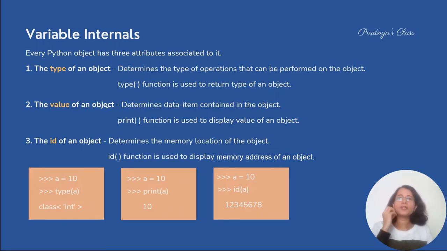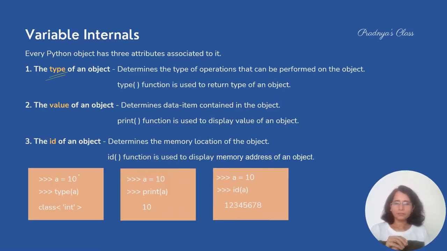Let's continue with the next topic, where we are going to study some of the functions related to objects. The first function is the type function. With this we can know the data type of that object. Let's try to understand the type function with one example. I have initialized value 10 to a variable a and 10 is an integer data type, you know. If I try to print the type of a, we will get integer. So the data type of a is integer, it belongs to class int.